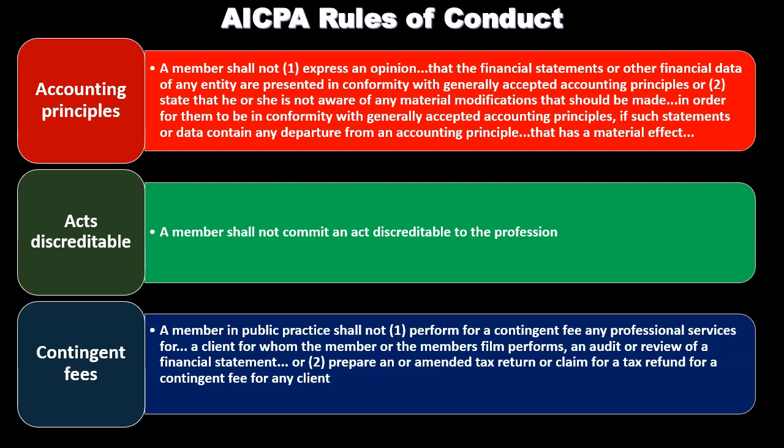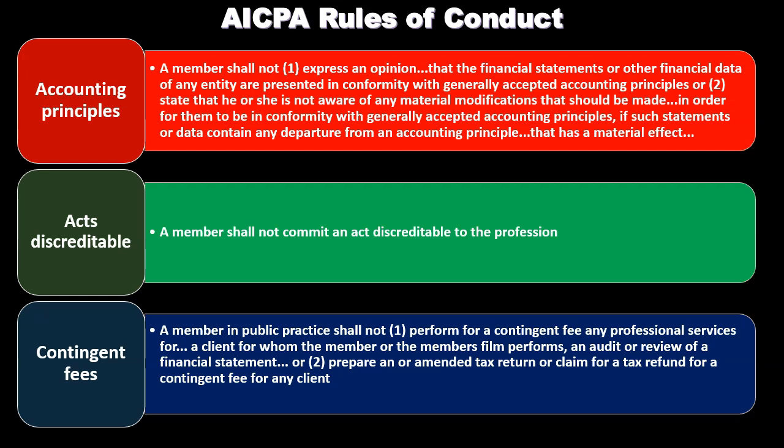So for example, you can't have a fee that's contingent on, say, the opinion of the audit. In other words, you can't say, hey, we'll do an audit for you, but we're only going to charge you if we have a positive opinion, or have a contingent fee on a tax return based on whether or how much the refund will be. You can see how that would cause pressure within the audit.